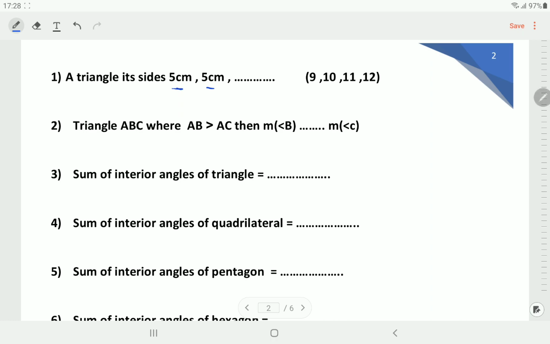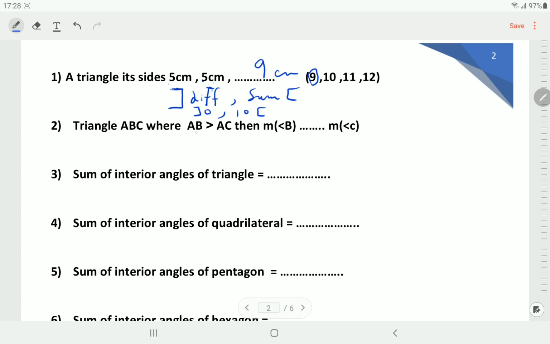The third side is in an interval between the difference of the two sides and the sum of the two sides. What about the difference of 5 and 5? We have 0. What about the summation of them? We have 10. Can you find a number between 0 and 10? Yeah, which one of these? We can find 9 between 0 and 10. Then we have here 9 centimeters.